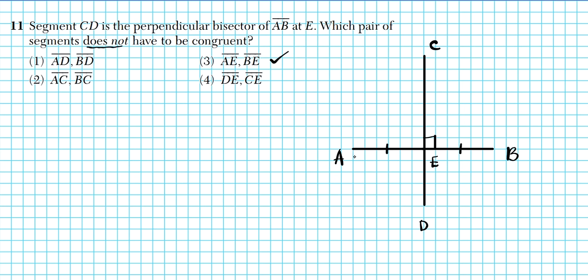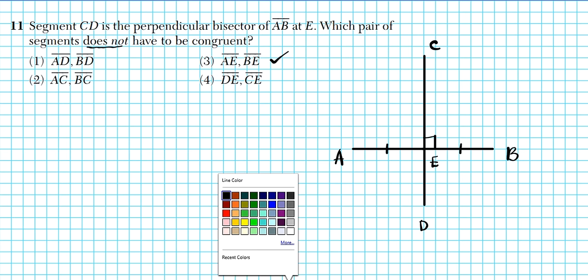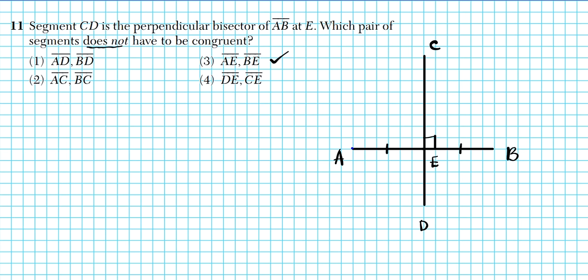Now, how about AD and BD? What can we say about those sides? So let's go ahead and draw those sides. So AD and BD, this is for option 1. Now, what do we know about these two triangles here? Let me call it triangle 1 and triangle 2. What can we say about these two triangles?